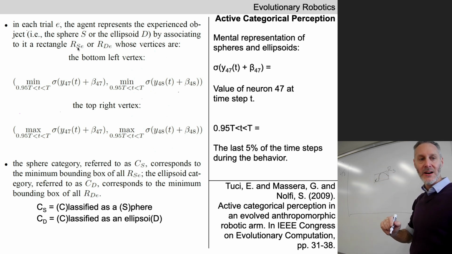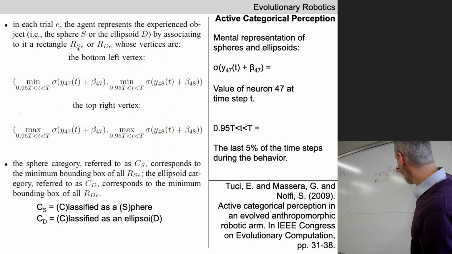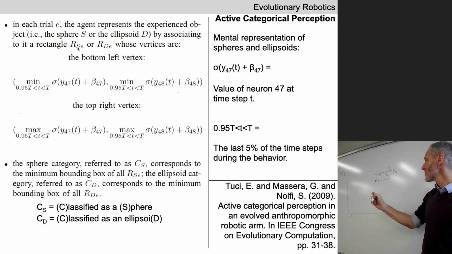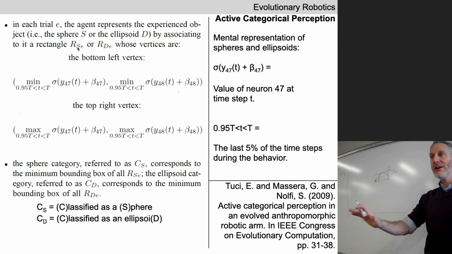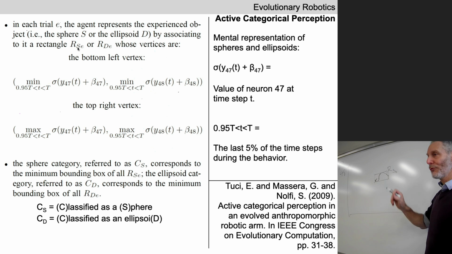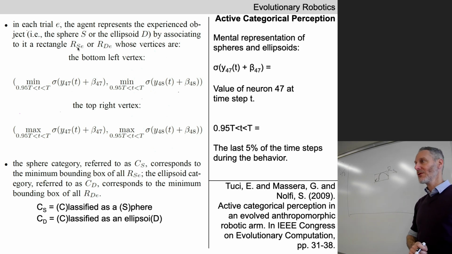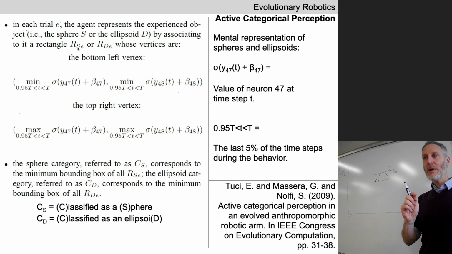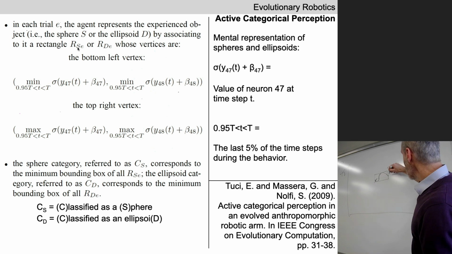sub S here, sub S for sphere, and I'll just put 0 here. This is the robot's experience when in the presence of the sphere for the first time. Computer scientists always count from 0. Remember that the robot doesn't necessarily know it's in the presence of a sphere or ellipsoid. This is just what it feels, what these neurons do.